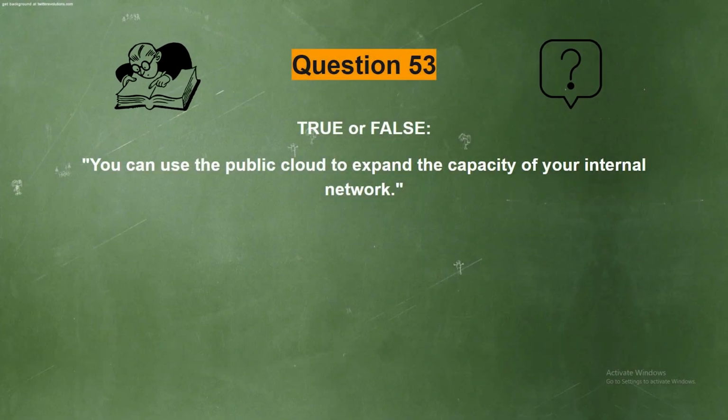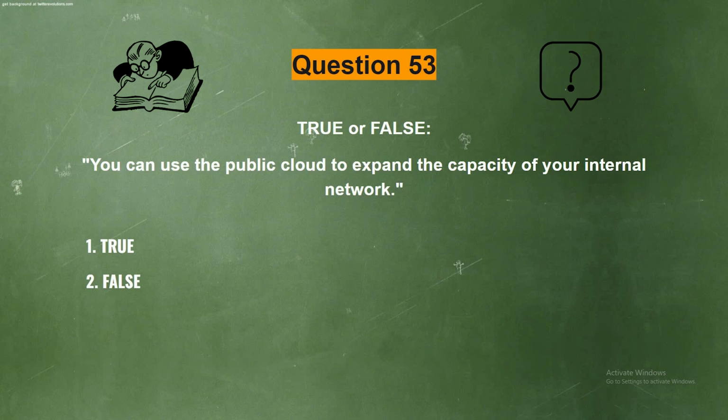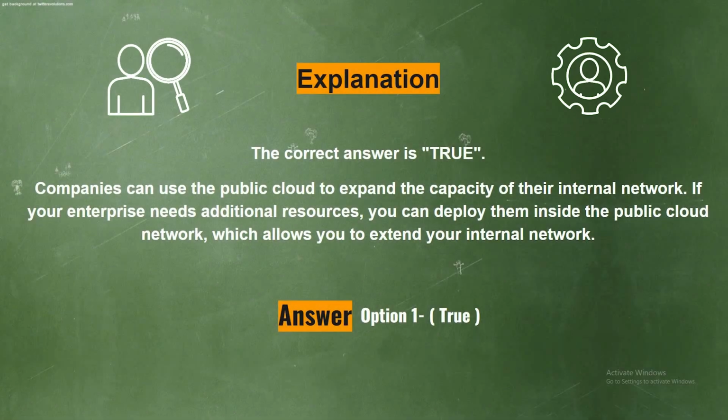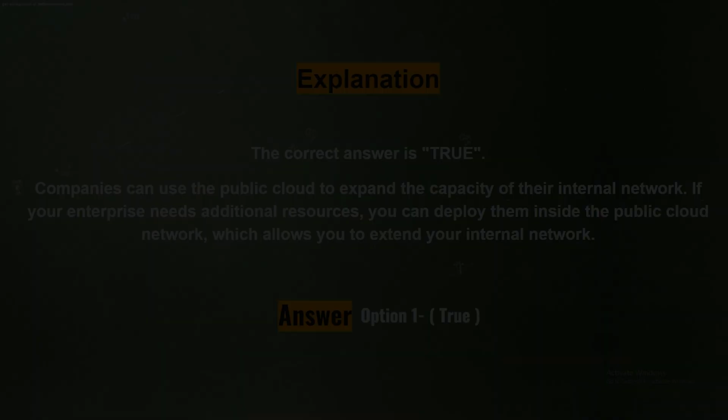Question 53. True or false? You can use the public cloud to expand the capacity of your internal network. And the options are option 1, true, option 2, false. And the correct answer is option 1, true. Explanation. The correct answer is true. Companies can use the public cloud to expand the capacity of their internal network. If your enterprise needs additional resources, you can deploy them inside the public cloud network, which allows you to extend your internal network.